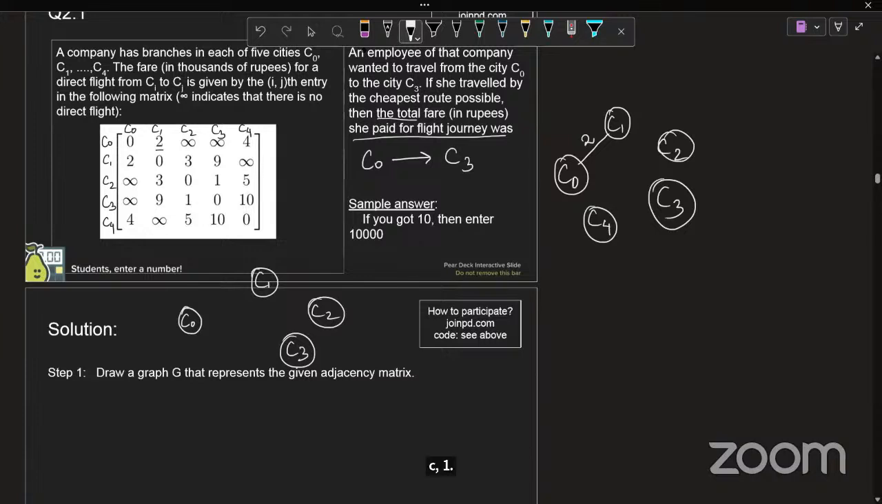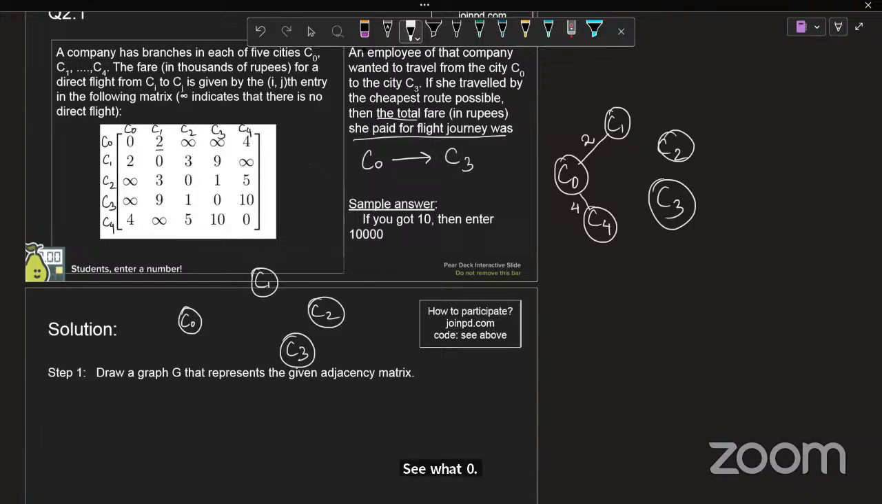From C0 to C2, the weight is infinity, which means there is no edge. From C0 to C3, infinity again. From C0 to C4, we have an edge that is 4. From C1 to C0, there is an edge with weight 2. From C1 to C1, that's 0.